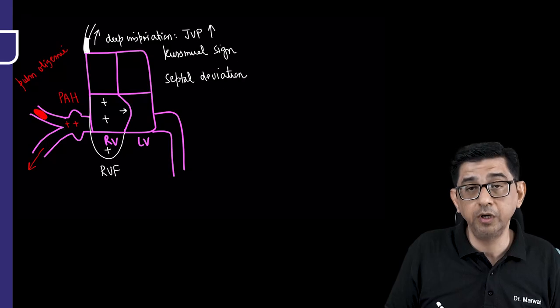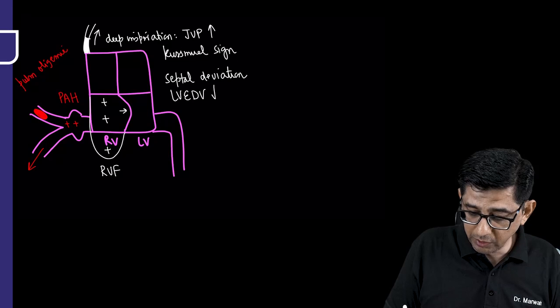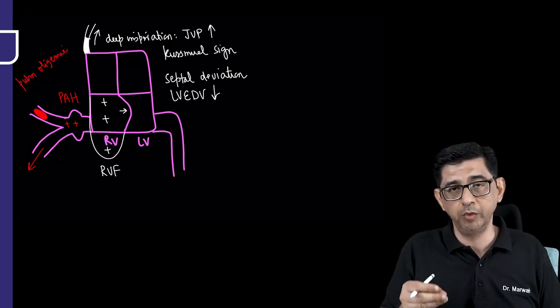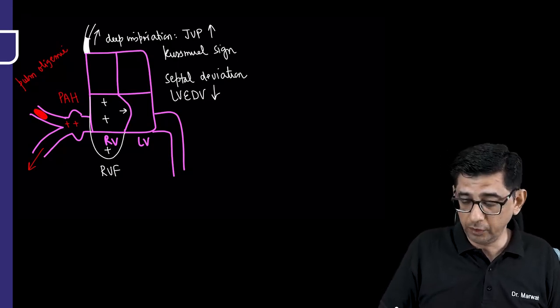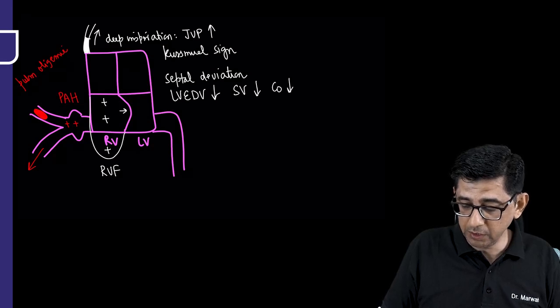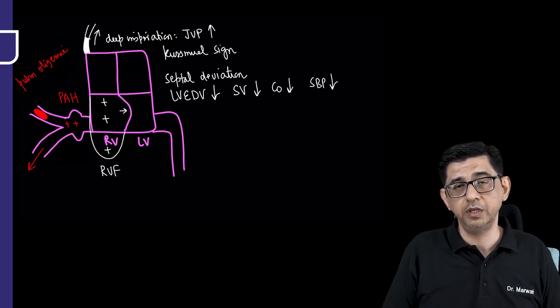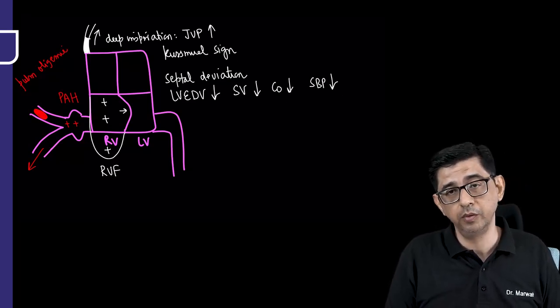And because of this septal deviation, the left ventricular end diastolic volume will decrease; you can see the cavity size of the left ventricle will become smaller. If the left ventricle receives less blood, then less will be going out. If less goes out, the cardiac output will decrease. If cardiac output decreases, the blood pressure will decrease. And if blood pressure decreases, mean arterial pressure will fall. That will also cause a reduction of coronary blood flow.